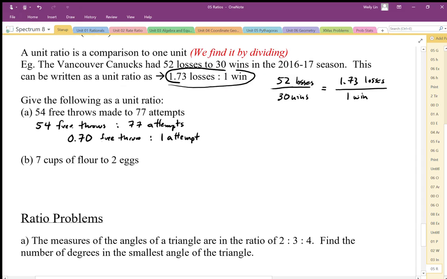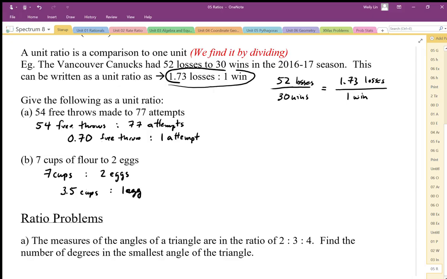Okay, so here I can say I have 7 cups of flour to 2 eggs. So when I divide, I get 3.5 cups for 1 egg. Now, the one thing about these unit rates is that the unit rates actually can go either way. So when I do these unit rates the other way, we get a slightly different rate. The numbers are different, but the ratios are exactly the same.